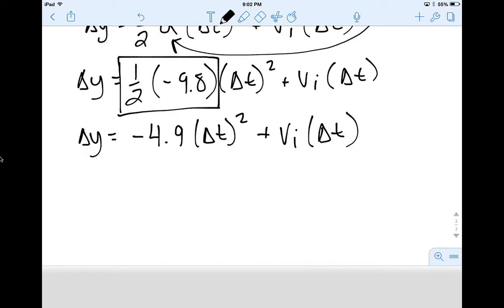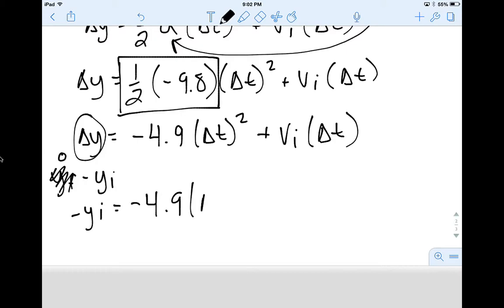And so what we have now is something that's a lot simpler. I just want to show you guys this too. Remember that delta y is actually yf minus yi. Well, if we're assuming that it hits the ground, yf is probably going to be 0. So really what I've got is negative yi equals negative 4.9 delta t squared plus vi delta t.